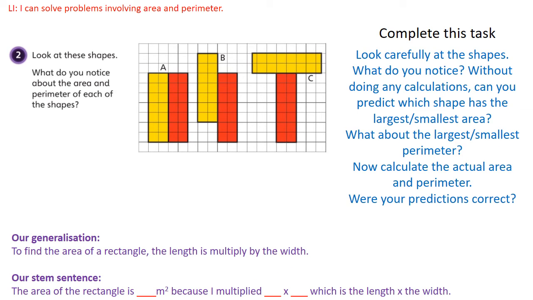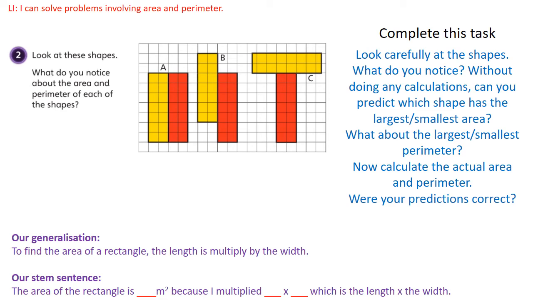Now, look at these shapes on here. What do you notice about the area? If we look at the yellow shape in A, B, and C, you'll see that it is the same size every time. If you look at the red shape in A, B, and C, you'll notice that it's also the same size every time. So what can you say about the area?